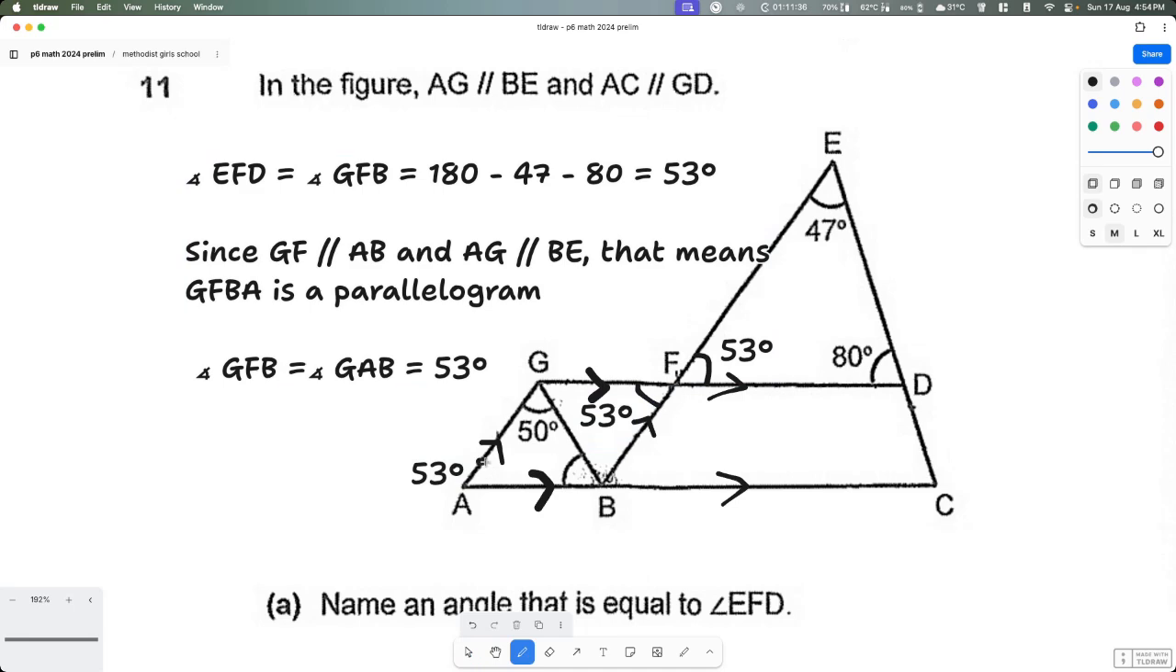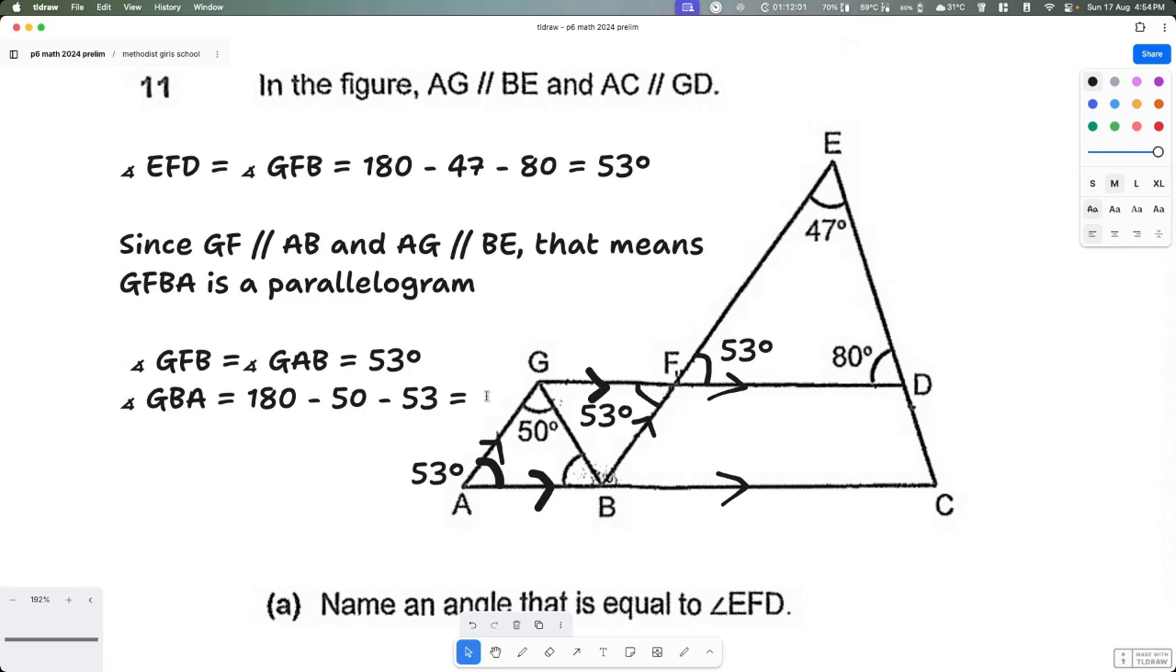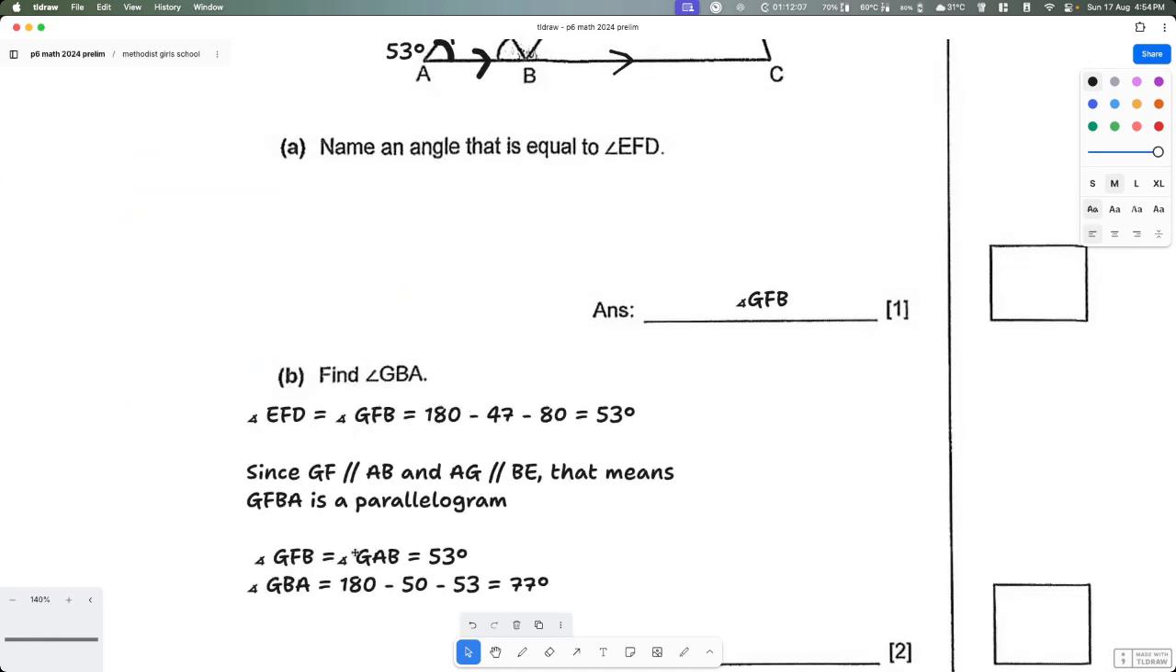So now from here we can get angle GBA, which is equal to 180 minus 50 minus 53, because it's a triangle, right? So 180 minus 50 minus 53 will become 77 degrees. There you go. So that's the answer for GBA, 77 degrees. I'm going to put it down over here.